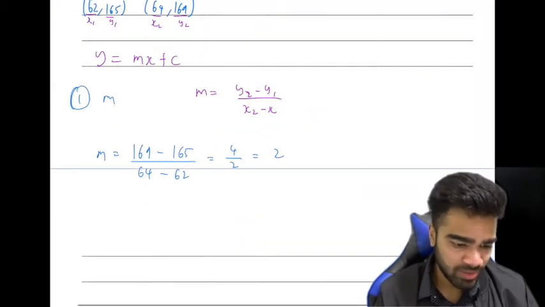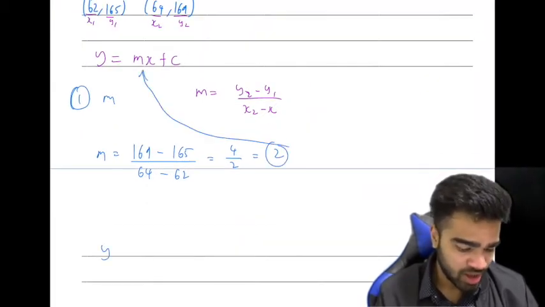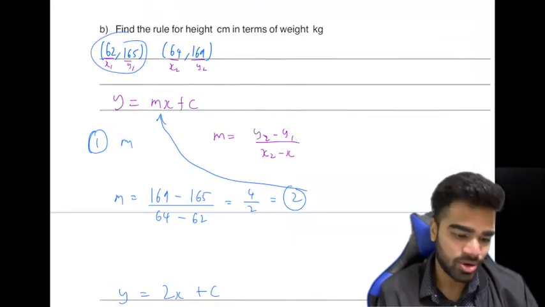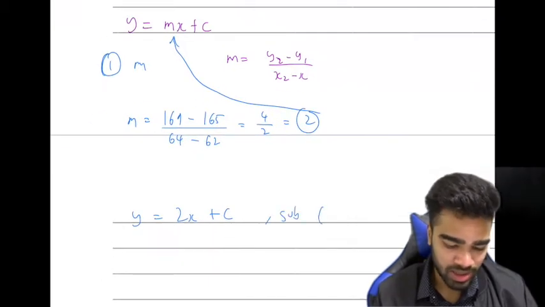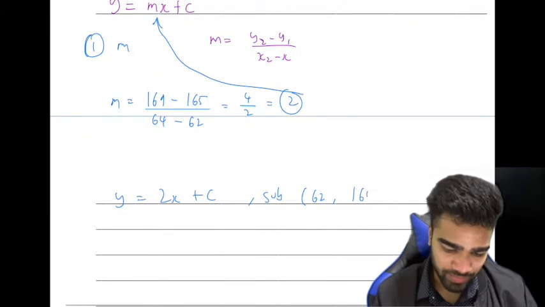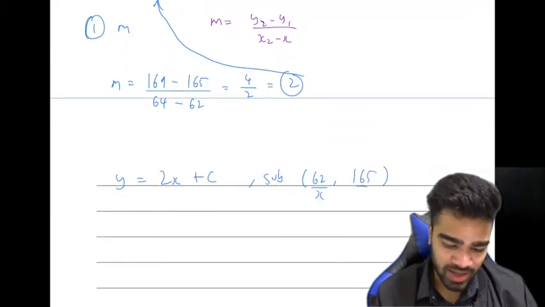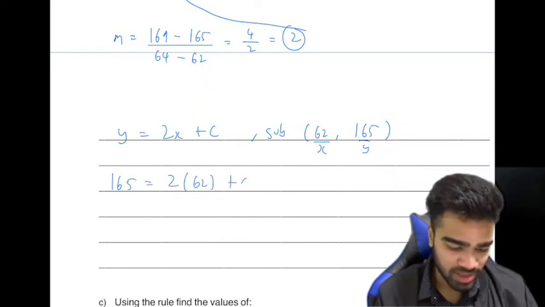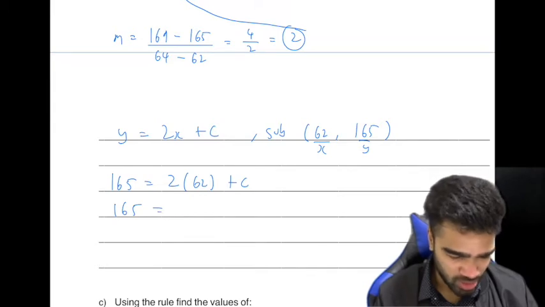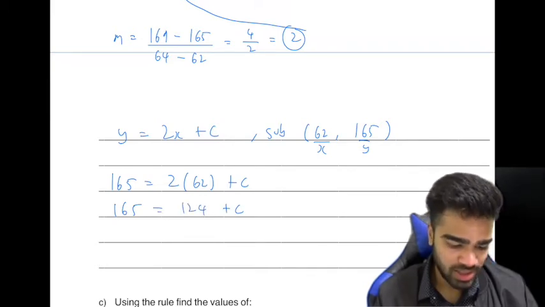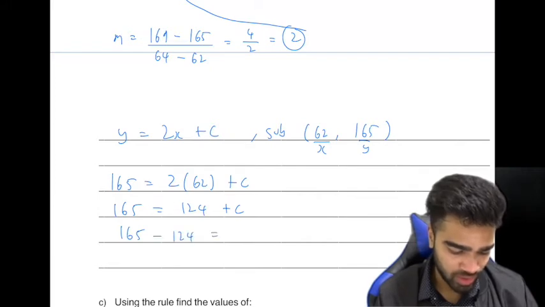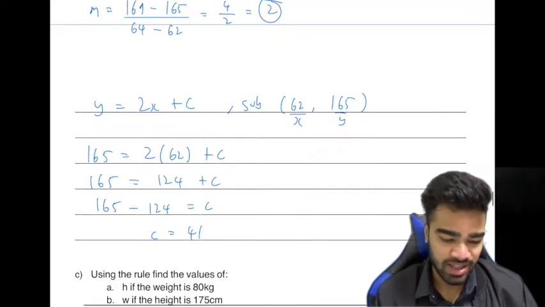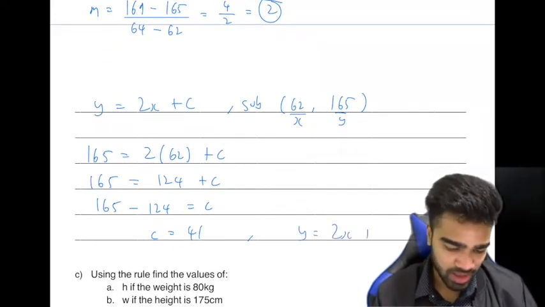All right, so then we substitute this into our main equation. y is equal to 2x plus c. Then how do you find the value of c? We just sub any of these coordinates in. I'm going to pick the first one because it's easier. So I'm going to sub in 62 and 165. Remember, this is our x value, this is our y value. We sub it in. 165 is equal to 2 multiplied by 62 plus c. 165 is equal to 124 plus c. Then 165 minus 124 is c. So 41 is our c value. So y is equal to 2x plus 41.